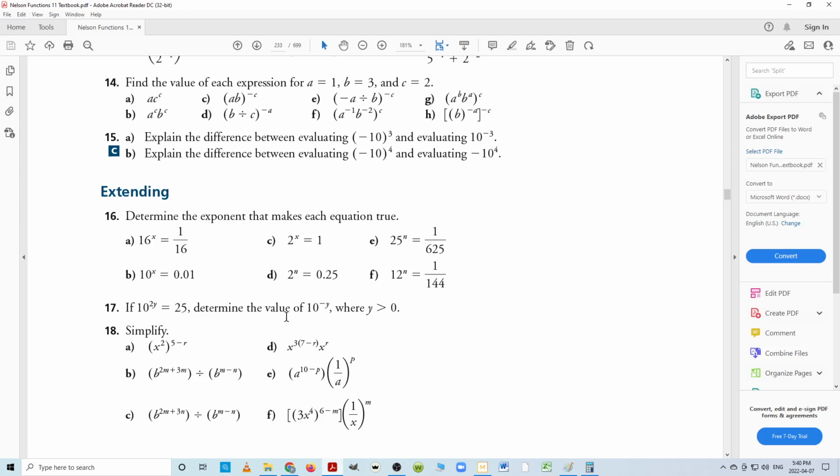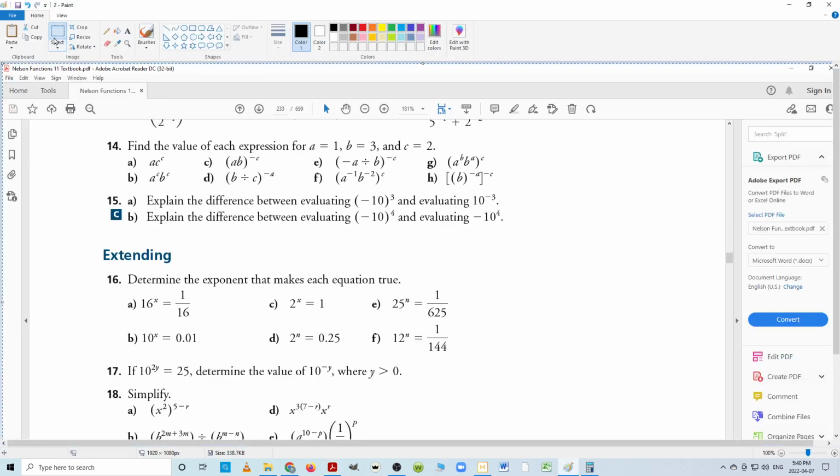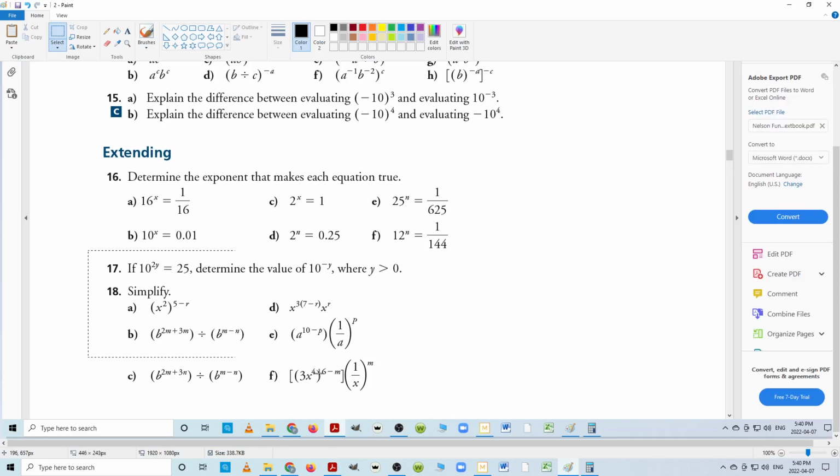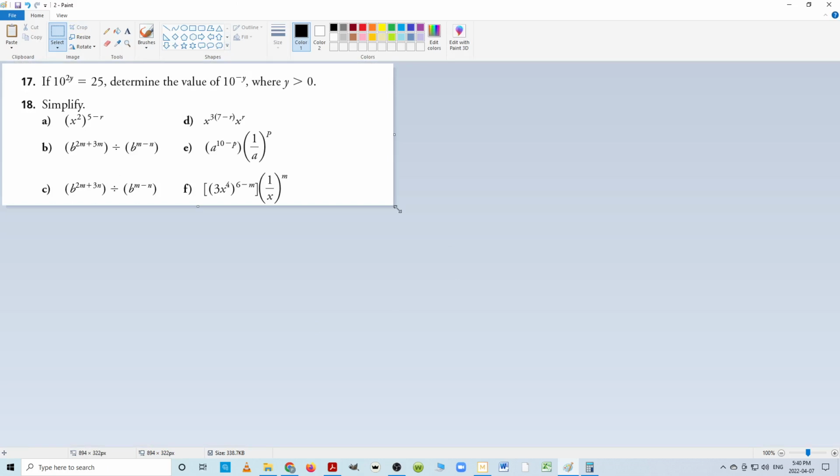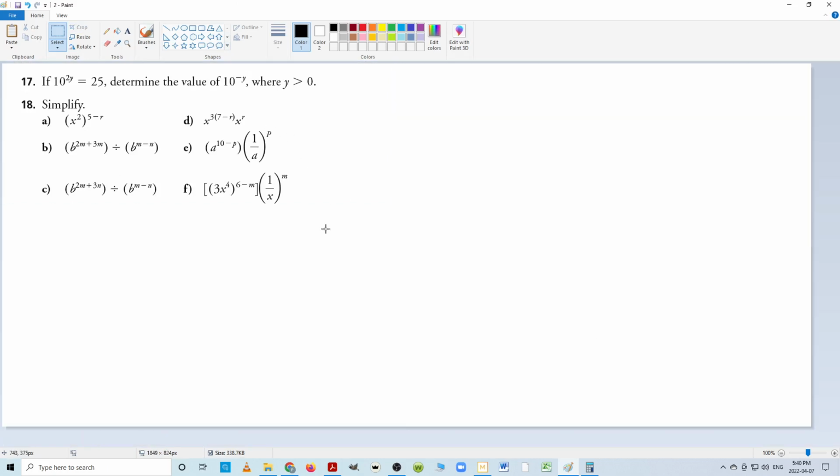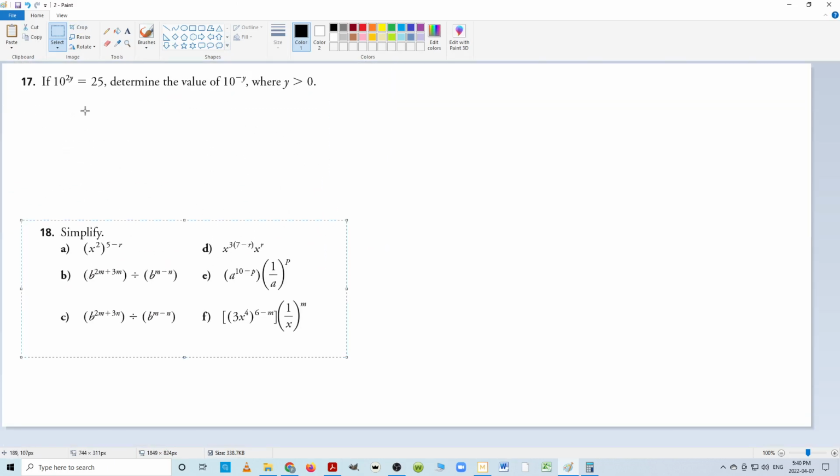Oof, 17. Oh, we're in the extension. Well, these are important, actually. That means we're almost done. We're in the extension. Okay. These 17s are worth doing because you will be doing stuff like this in the next level. So ask yourself, how am I going to make these equal? And it's a little tricky here.